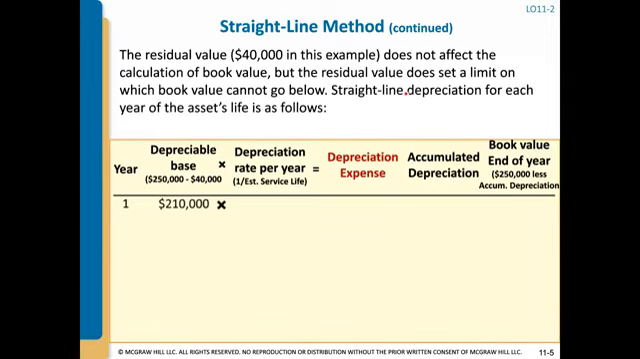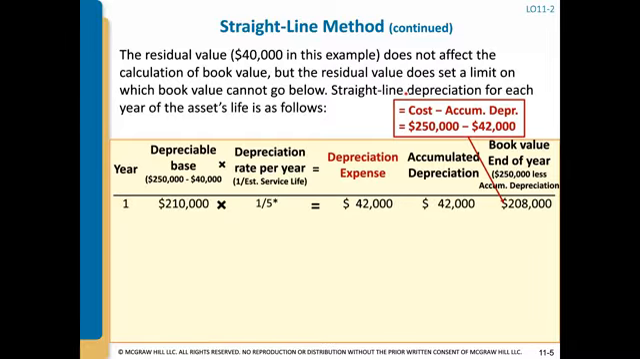So let's look at this table and see what happens. Our depreciable base is 210,000. So 250 minus 40. That's the amount that we're depreciating, times 1/5, which is depreciating 1 year over the 5-year total, which is actually 20%. And that gives us the $42,000. It's just laid out a different format in this table. So in year one, our depreciation expense equals our accumulated depreciation, but that's only in year one.